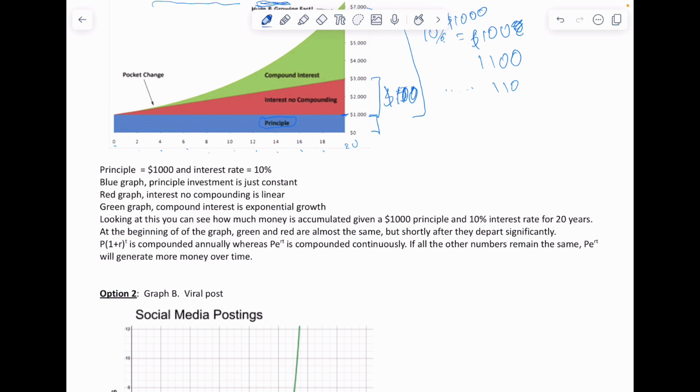Just to test how familiar you are with things, if you had a choice between P times (1 plus R) to the T, which is annual compounded interest, versus PERT, which is compounded continuously, which one will give you more money in the end? If all other numbers remain the same, PERT will generate more money over time.